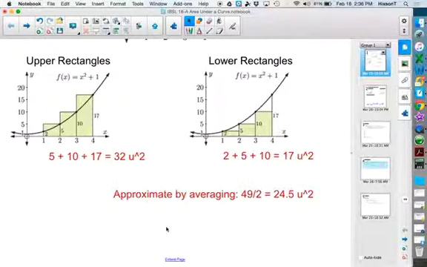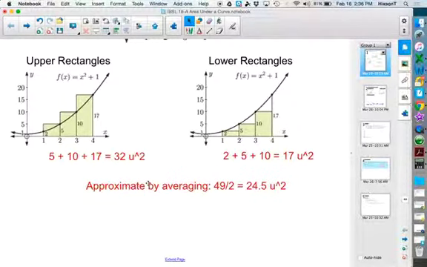So, I want us to think a little bit here. How could I get a more accurate approximation? What do you think? Well, that's how we'll get the exact one, but we're approximating here. So how could I get a better approximation? What are some ideas?